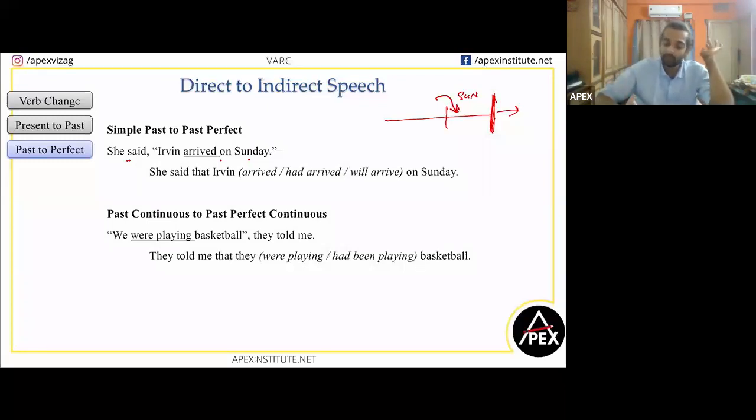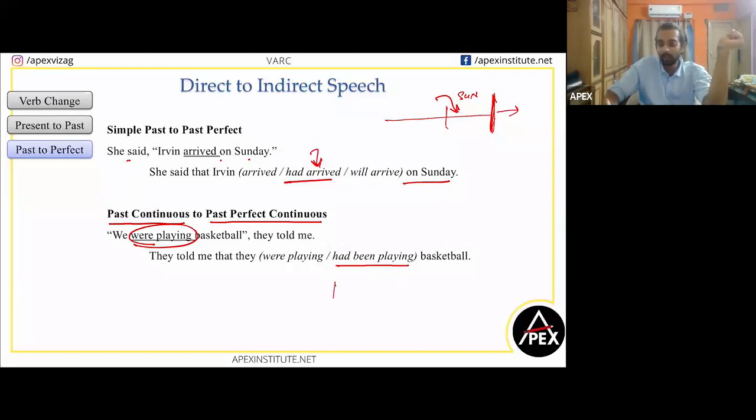Correct? So when she said Arvind arrived on Sunday, how should we change it? She said that Arvind had arrived on Sunday. Had arrived, ఎందుకంటే ఈ యాక్షన్ అయిపోయింది కనుక. Yeah, okay. The same thing, if it's past continuous, it will go into past perfect continuous. Okay. So we were playing basketball. నిన్న ఆడుకుంటుండే మనం. Yes. So they told me that they had been playing basketball. Okay. So నిన్న ఆడుతుండే వాళ్ళు. Okay, నిన్న ఆడుకుంటుండే. Yes. Okay.